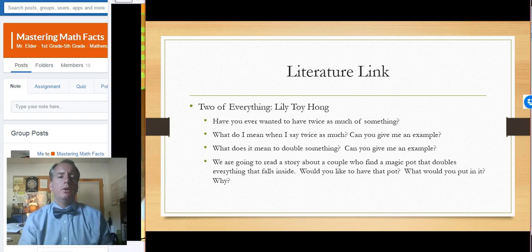Each one of our chapters in our book begins with a story. In our literature today, the story is Two of Everything, which I assume many of you are probably familiar with. Two of Everything was written by Lily Toy Hong. If you don't have a copy of the book, it's pretty prevalent in our libraries. I looked in Destiny, and I saw it in a lot of our school libraries.